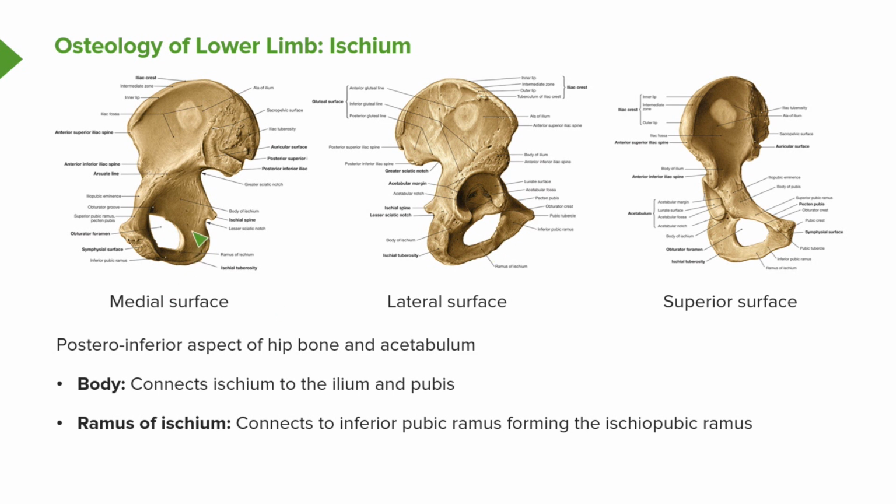We can also see it coming down here on this medial surface, and we can see it running down here on this superior surface. It's also going to form the obturator foramen, which we can see, this large space here.